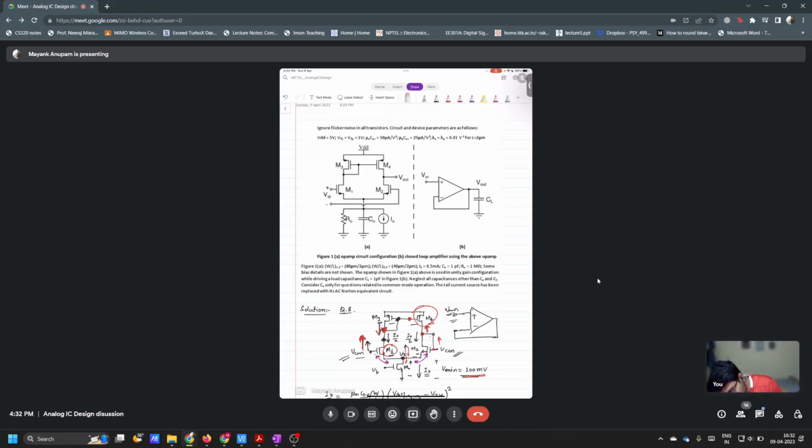And then we see how much current is flowing. You apply a small VCM here, a small VCM here, and you check what is the change in V out, right? Yes, sir. Now tell me what will happen.